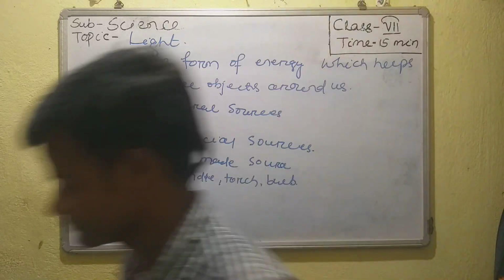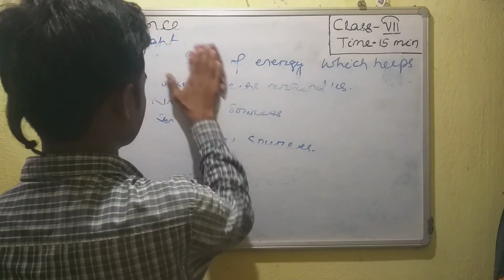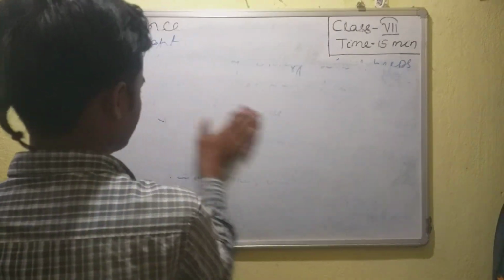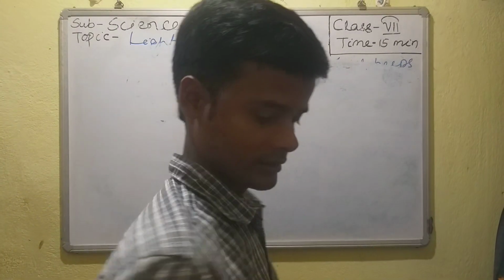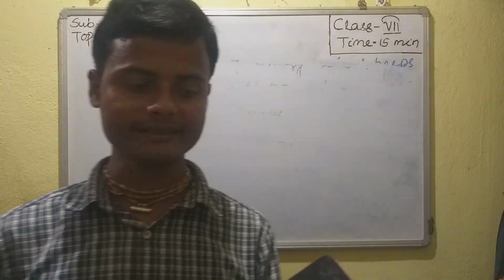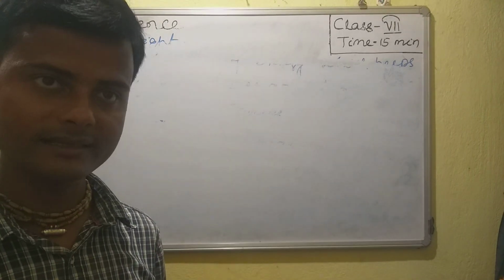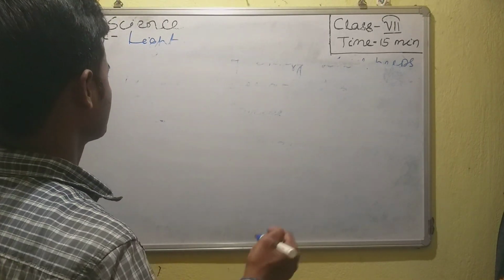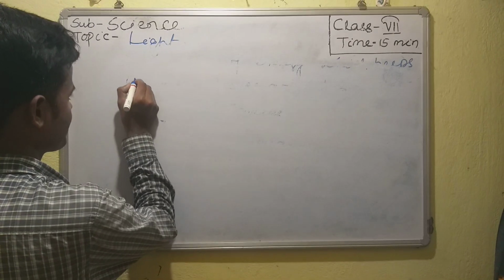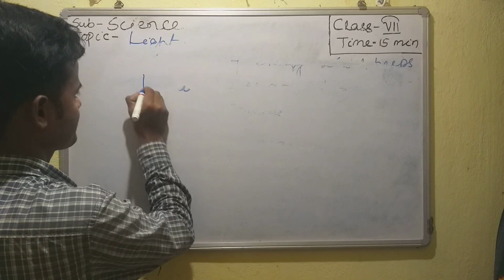Then comes objects. Students, you must know that every object cannot emit light, right? And light cannot pass through every object, right? So there are two types of objects. One is luminous objects.